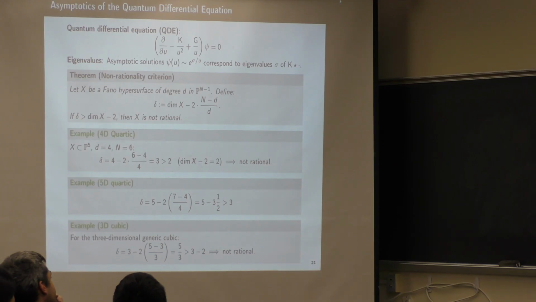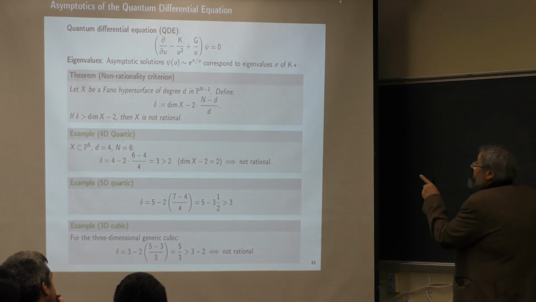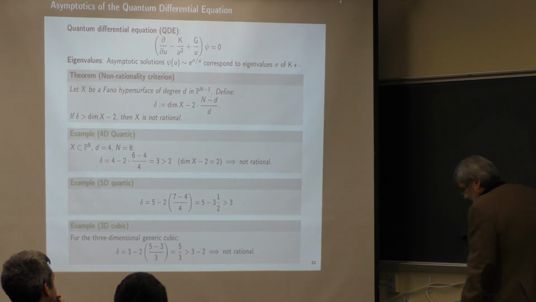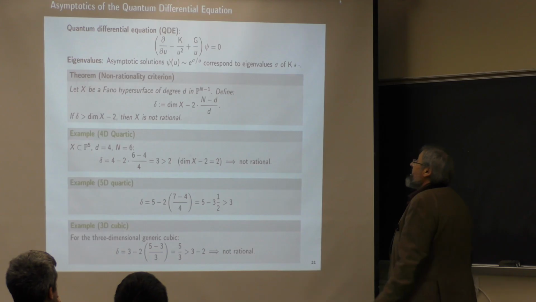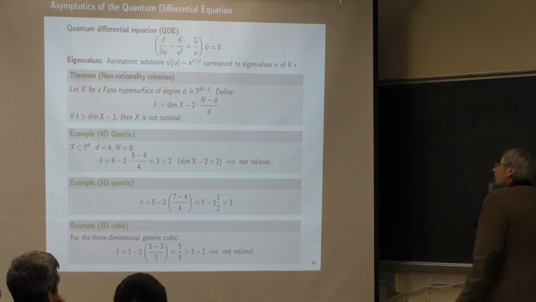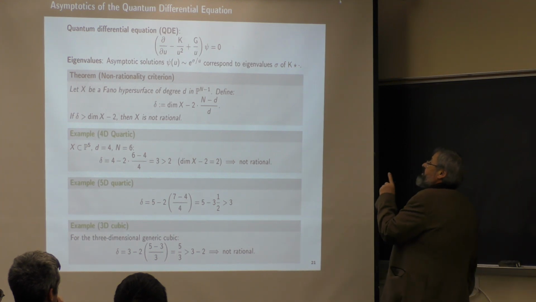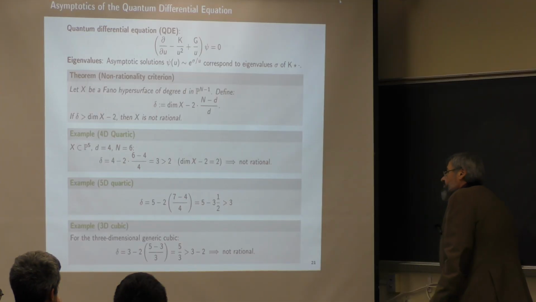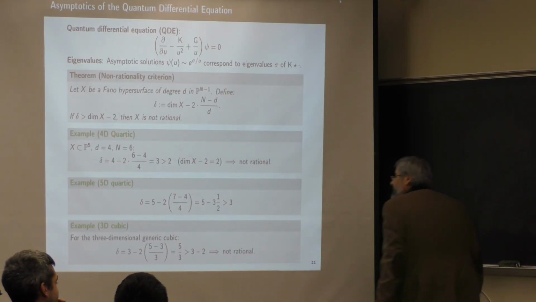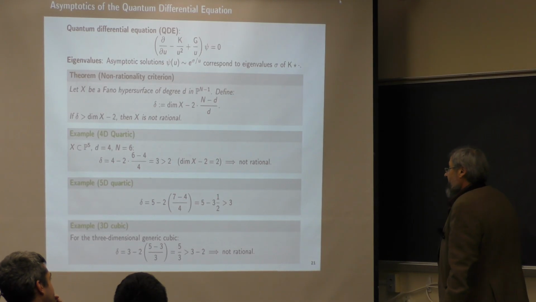But this highest asymptotics is computed by the formula delta equals dimension times (n minus d) over n, where d is the degree of the hypersurface. And so if you compute what you are going to get in the case of a three-dimensional cubic, I did this calculation for you, you get 5/3.